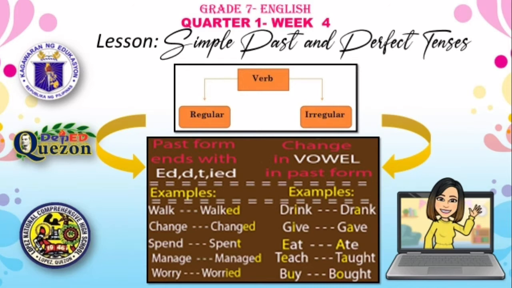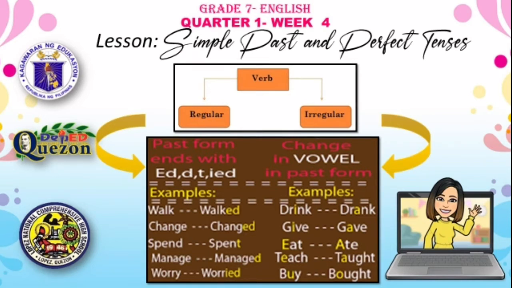While irregular verbs form their past usually by either changing or retaining their spelling, or by a change in vowel in the past form. Examples: the past form of drink is drunk. The past form of give is gave. The past form of eat is ate. The past form of teach is taught. And the past form of buy is bought.